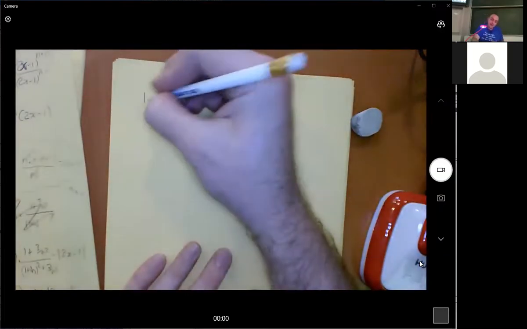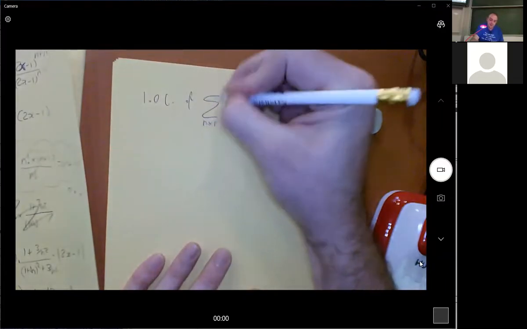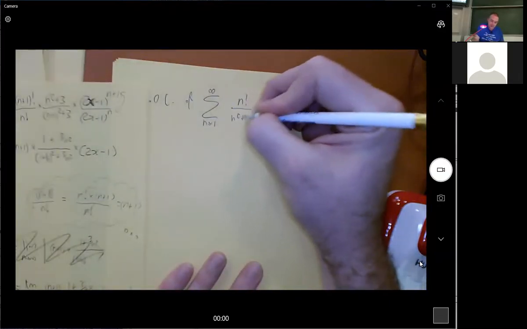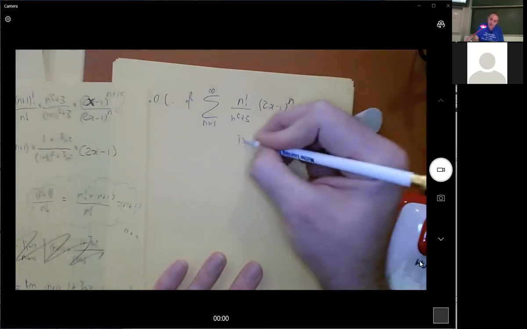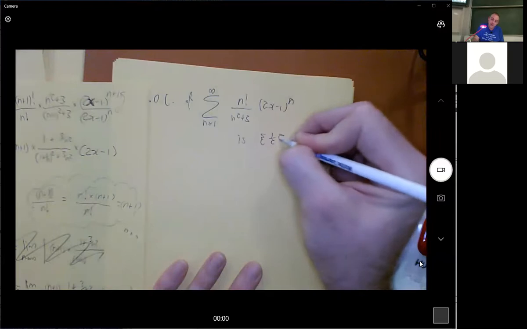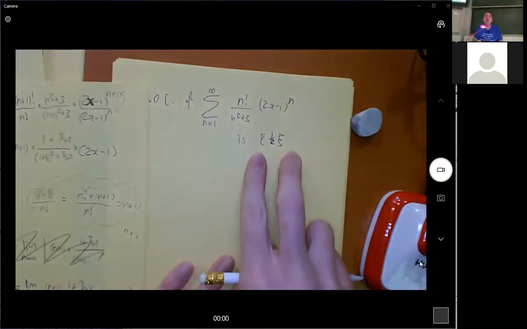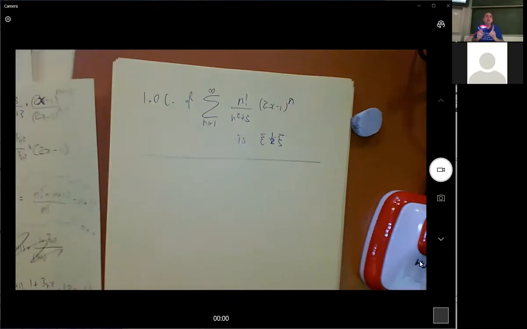So in this one, I was very bad. The interval of convergence of n factorial over n squared plus 3, times (2x minus 1) to the n, is simply the number 1/2. Curly brackets, because there's only one number there. That's the only number where it converges. Sorry, people.